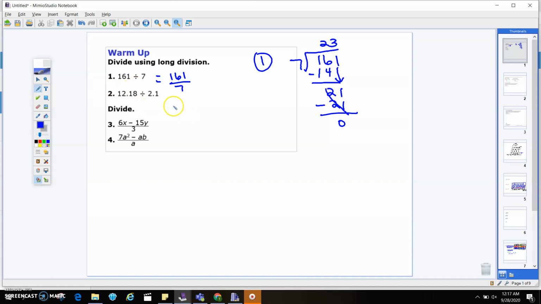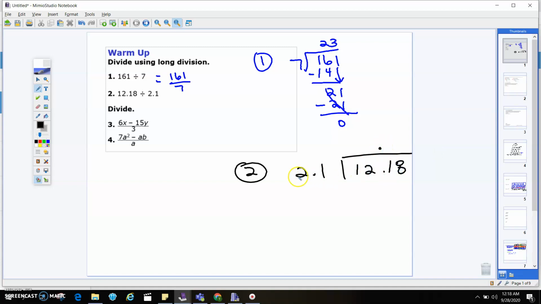Next, we've got 12.18 divided by 2.1. So we're going to go into our calculator, and 12.18, with 2.1 on the outside. Now, you could go into your calculator and do this really quickly, but I'm going to rewrite this because it's all a little messy. What you've got to do is ignore the decimal place, essentially.